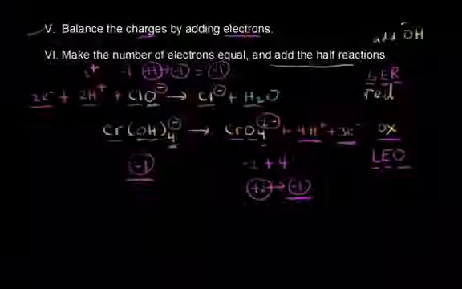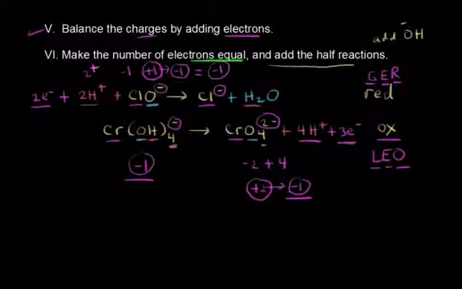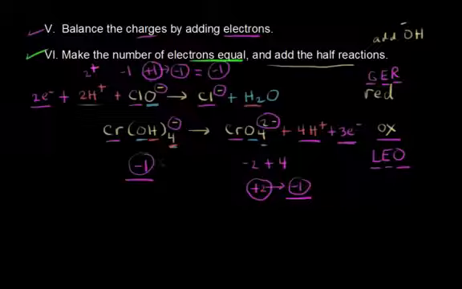So we're on to step 6 now. Make the number of electrons equal. So for step 6, make the number of electrons equal. So the reason you have to do that is because the electrons that are being lost in the oxidation half reaction are the exact same electrons that are being gained in the reduction half reaction. So we had 3 electrons being lost, but only 2 electrons being gained, and that doesn't make any sense, right? They're the same electrons, they should be the same number. And so we need to make those number of electrons equal.